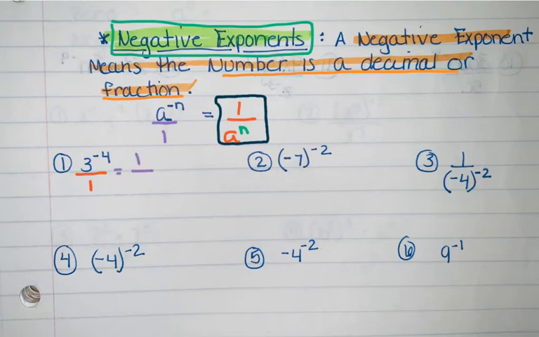1 over 3 to a positive 4. The reason we flip it is because we're turning that exponent positive. So now I have 3 to the 4th power, which is 3 times 3 times 3 times 3. So we can use our calculator for that. And you should get 81. So we're going to simplify this to 1 over 81.